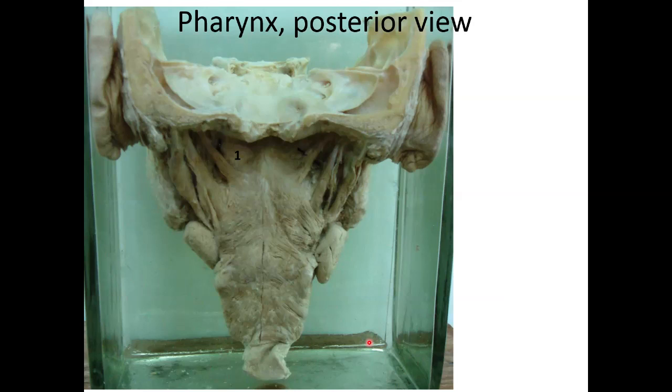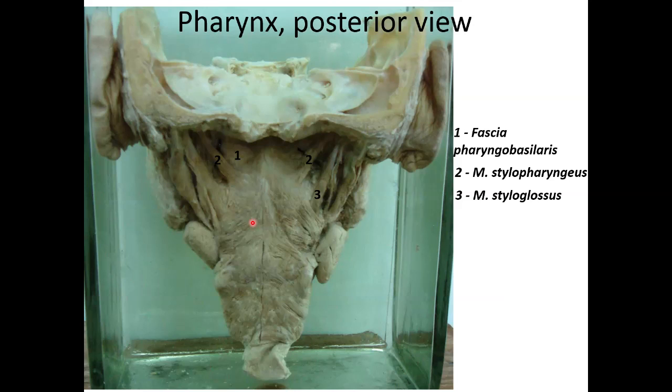And let's try to find some anatomical structures. Number one. What is number one? I hope you recognize that this is fascia pharyngobasilaris. What is number two? Number two is a longitudinal muscle, which helps the process of swallowing. It's musculus stylopharyngeus.